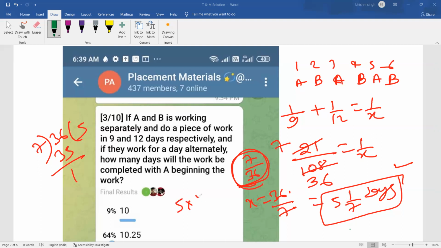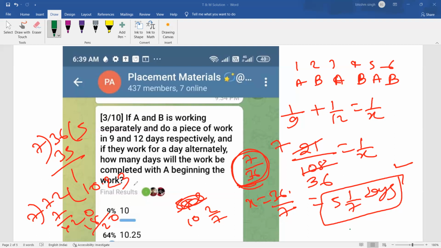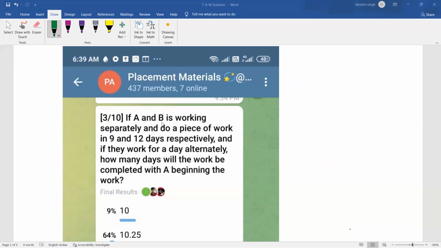So 5 multiplied by 2, 5 twos are 10 here, and 2 by 7. If you do this one, 70 plus 2 is 72, 72 divided by 7, 7 is cancelled here, 2 0 here, it's not going. Again 2 here, almost 7 3, so 10.25 is the correct answer for this one.